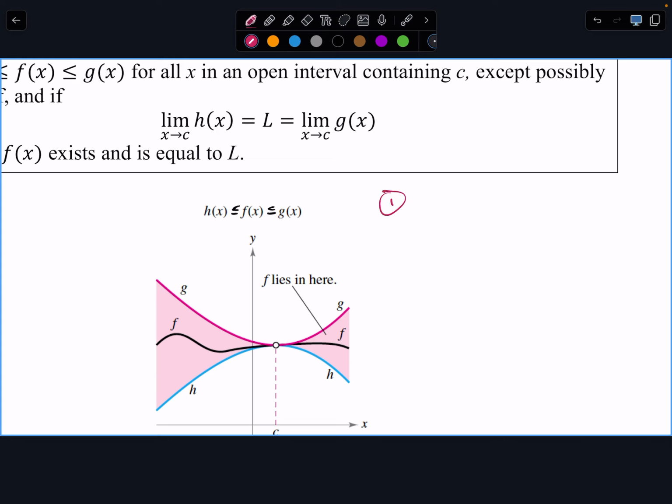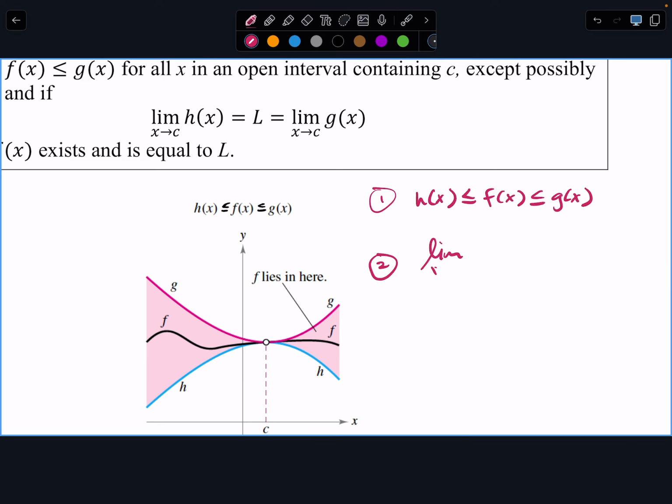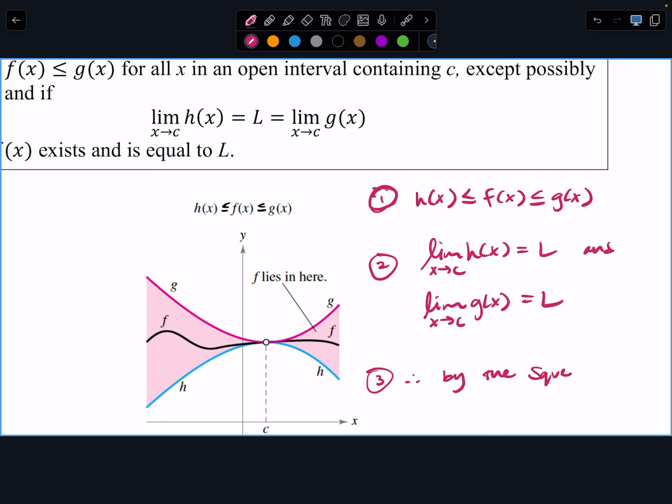Okay, first one would be restating this inequality or coming up with this inequality. It's a little trickier when you have to come up with it on your own. Second is showing that the limits of the outside, the bread functions, exist and are equal to each other. And then the third is being like, those two conditions, check. So now I can say, therefore, by the squeeze theorem, the limit as x approaches c of f of x is equal to L.